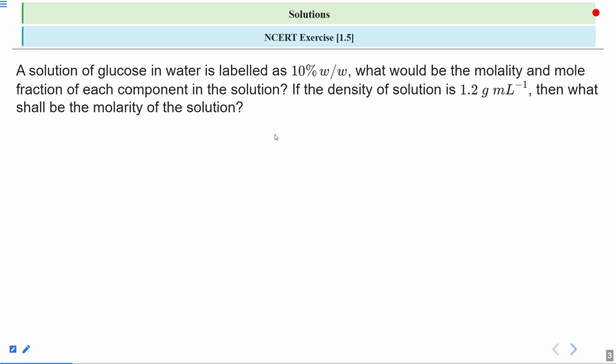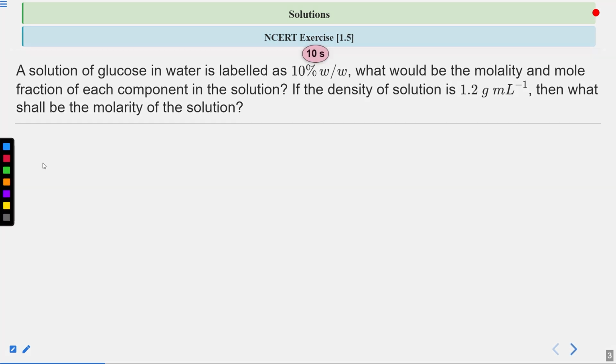So this is our first question. The question says that a solution of glucose in water is labeled as 10% weight by weight. What would be the molality and mole fraction of each component in the solution if the density is given as 1.2 gram per ml? Also, what would be its molarity? This is question number 1.5 from NCERT.